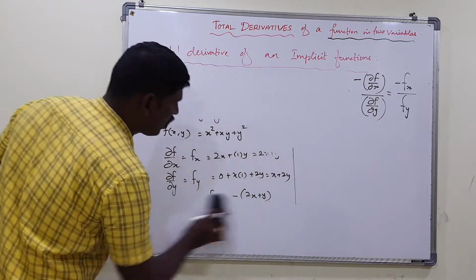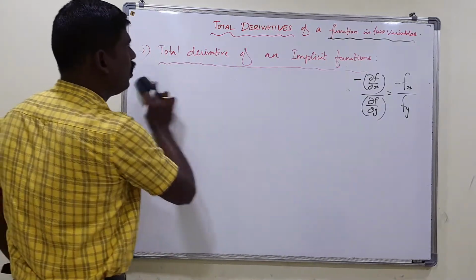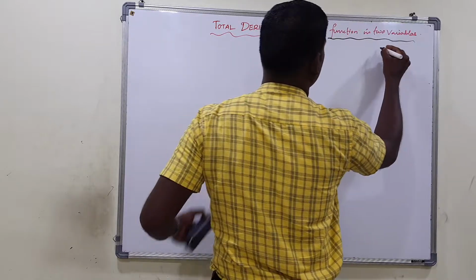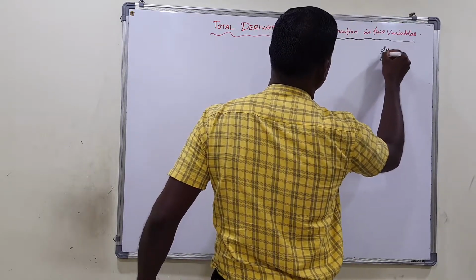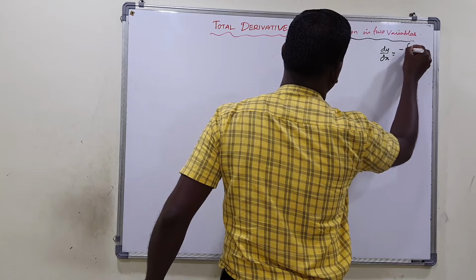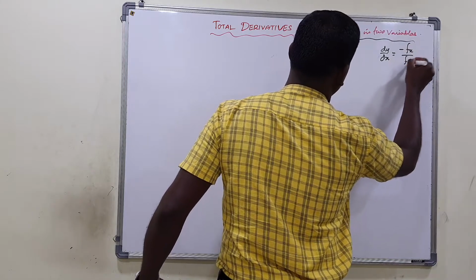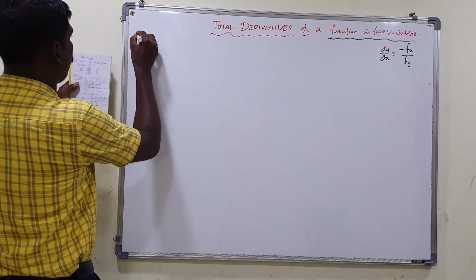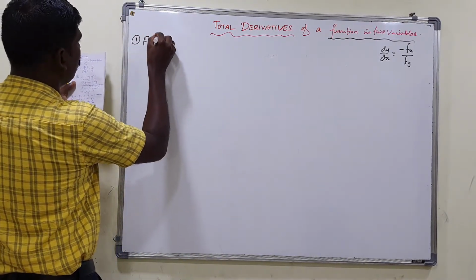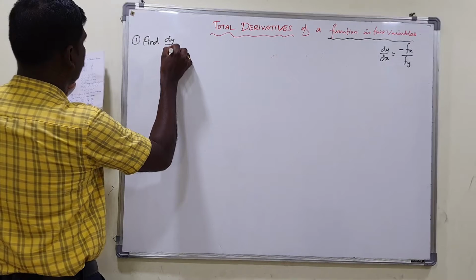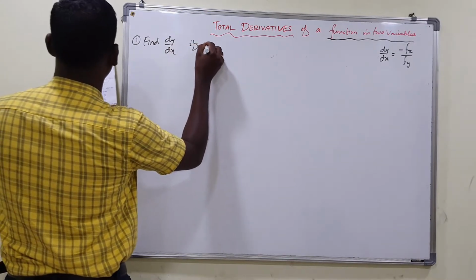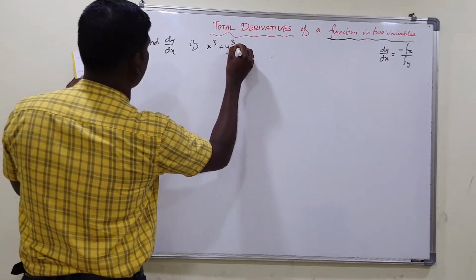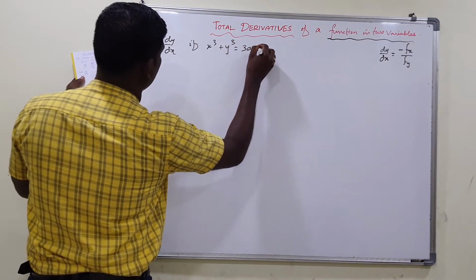Total derivative of an implicit function. What is the formula for that one? dy by dx is equal to minus fx by fy. Now let us do the problems one by one. Find dy by dx if x cube plus y cube is equal to 3a xy.